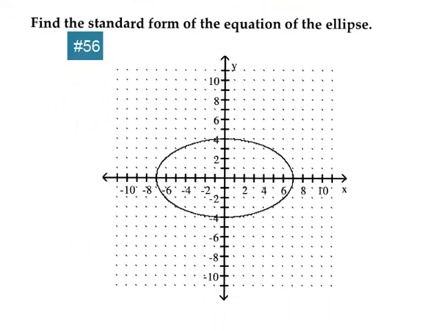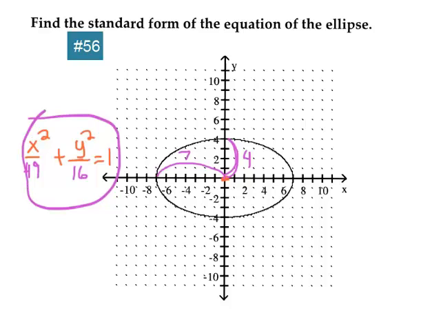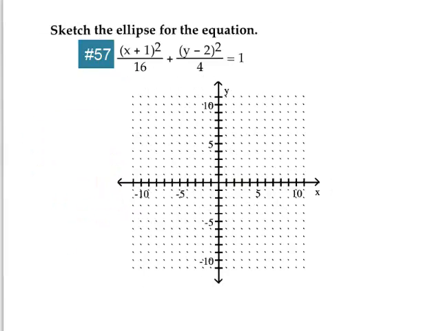58, right? Find the standard form of the equation of the ellipse. If we look, this is centered at 0, 0, so we're just going to have x squared over something plus y squared over something equals 1. Those somethings have to do with how far we're moving left and right, how far we're moving up and down. Left and right here is 7, so we square that and put that underneath our x. Up and down is 4, so we square that and put that underneath y. So our equation should be x squared over 49 plus y squared over 16.